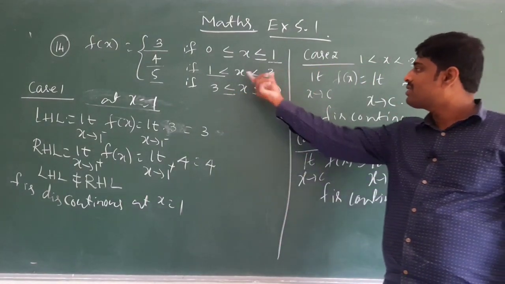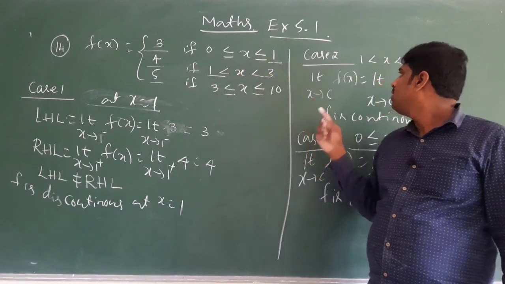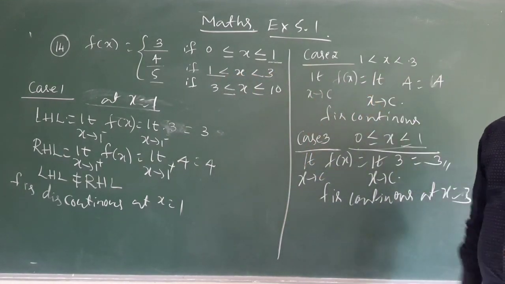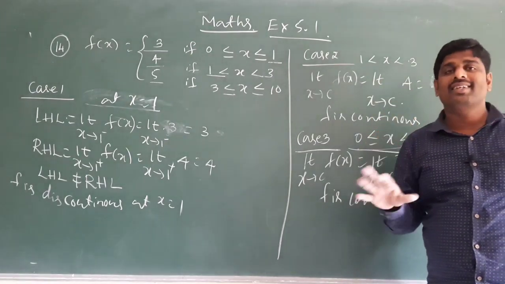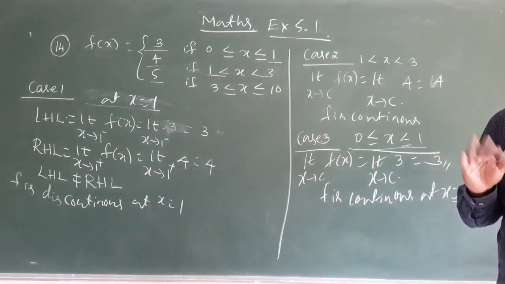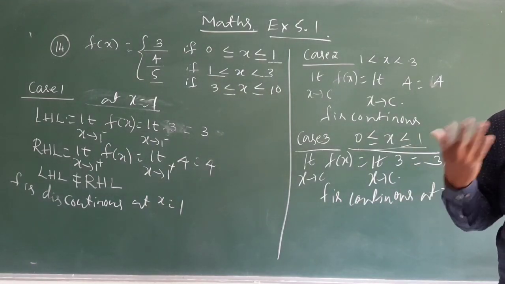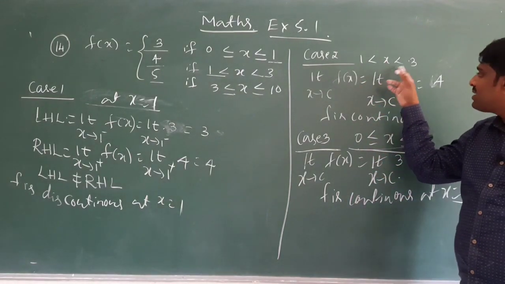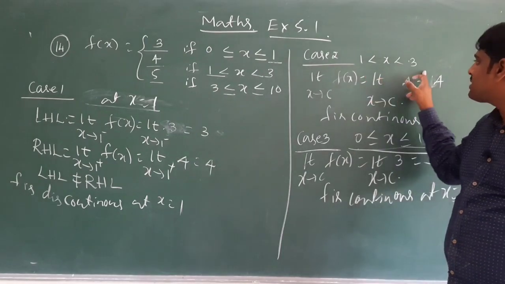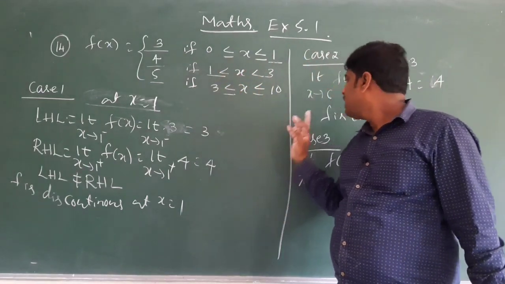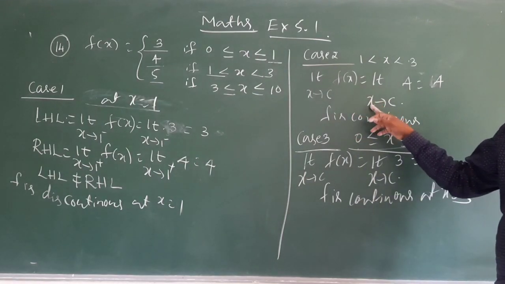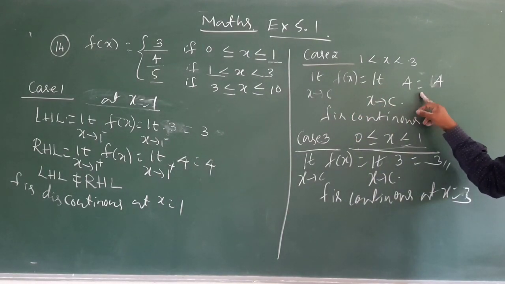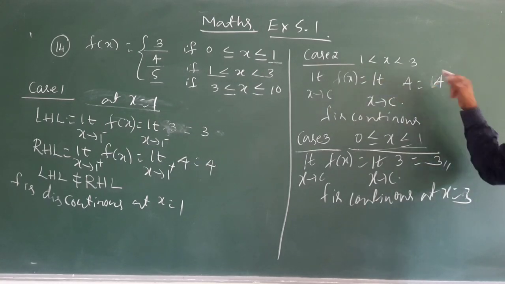And you have to check this full interval, 1 less than x less than 3, otherwise 1 less than c less than 3. You can take c or x, both are the same. For 1 less than x less than 3, what is the function? 4. Limit x tends to c f of x equals limit x tends to c 4, that is equal to 4. f is continuous in this interval.